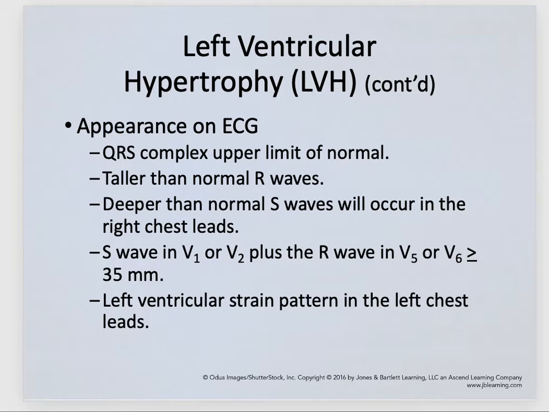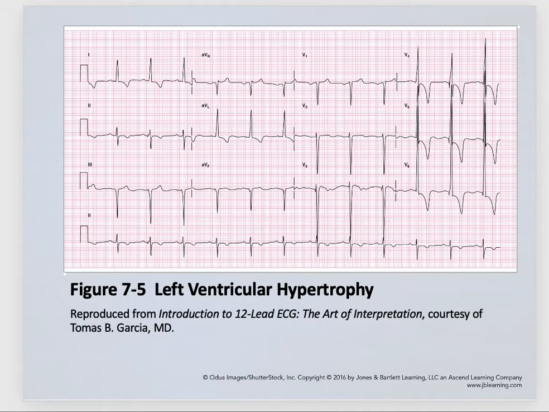So look at the S, which we haven't talked much about, the S wave in V1 or V2, plus the R wave height in V5 and V6. I feel like most students, when you're looking at the hypertrophy of the ventricle, it makes sense for you to remember the R wave, the height of the R wave is changed. Is the R wave tall in V1 and 2, 3, 4, the right side, or what's going on over in V5 and 6? So left ventricular strain pattern in the left chest leads, what does that look like?